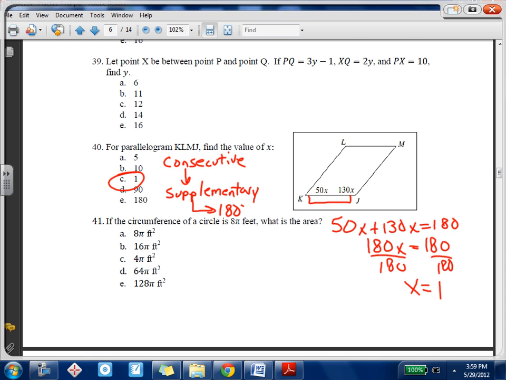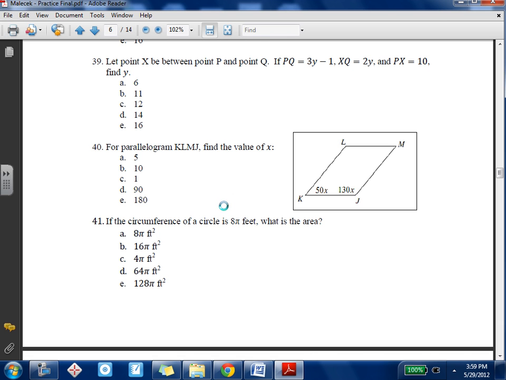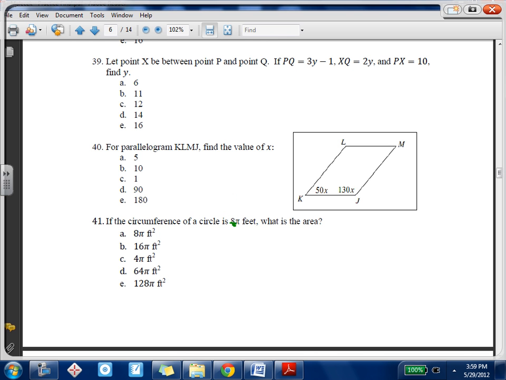Last one is number 41. If the circumference of a circle is 8 pi feet, please be sure that you remember this 8 pi. A lot of students forget the pi part. So 8 pi feet, what is the area? Well, the formula for the circumference is 2 pi r. Remember that on the exam, you will be given a formula sheet. I've given you a copy of that, but if you have any questions, please let me know.